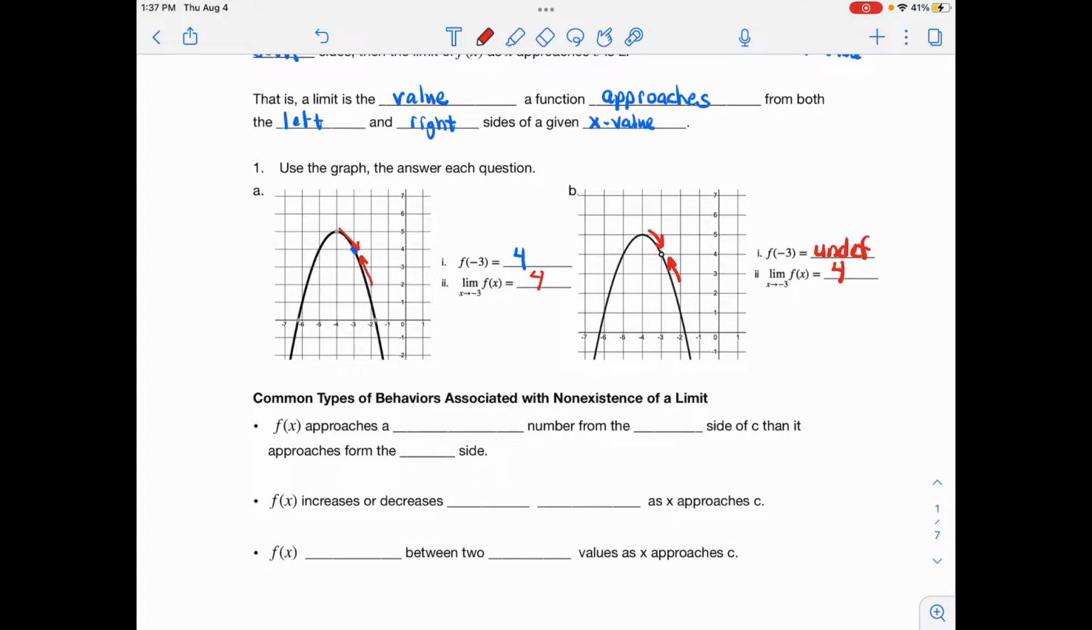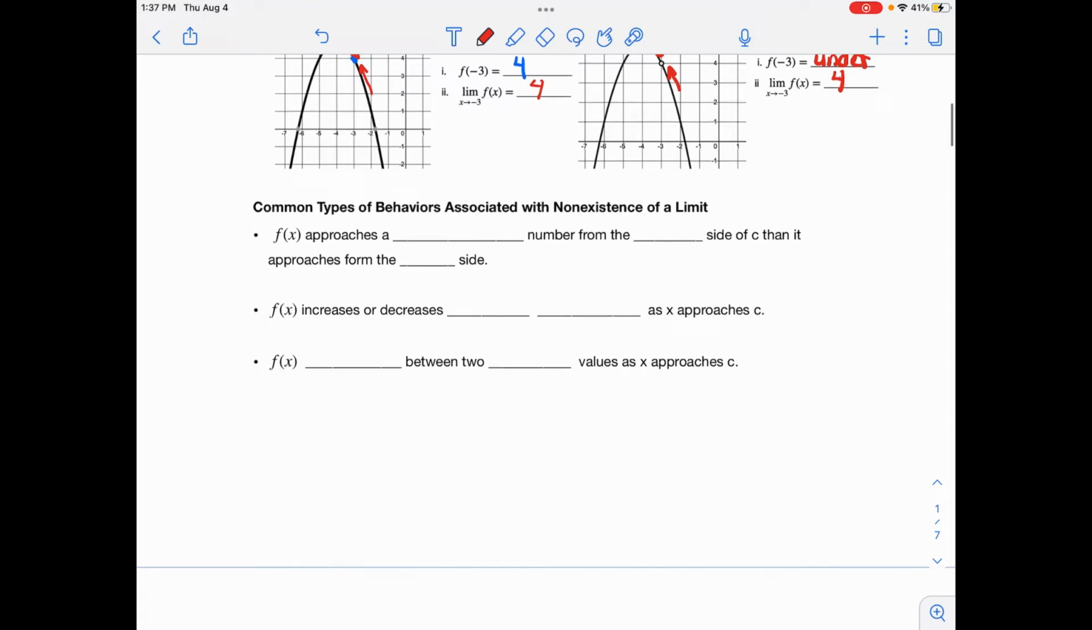Now there are a number of cases in which the limit does not exist. We're going to focus on 3 in this semester. You'll learn a few more as you go up in higher level calculus classes. But for our course, the first case is the f of x approaches a different number from the left side of c than it approaches from the right side of c. So if it approaches different values from the left and the right, we'll do 3 examples here, and one of these is going to have multiple examples.